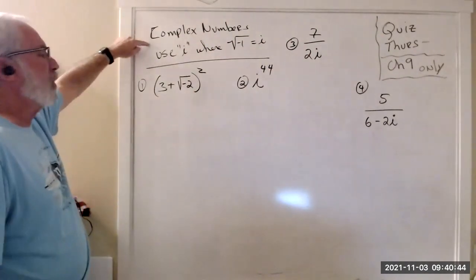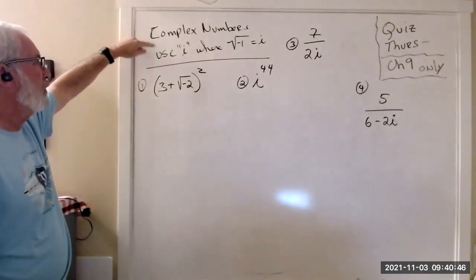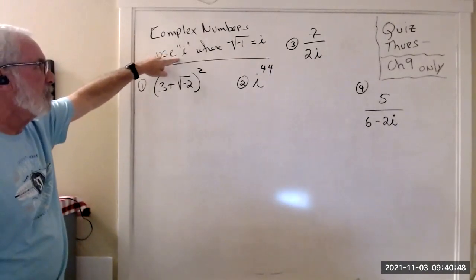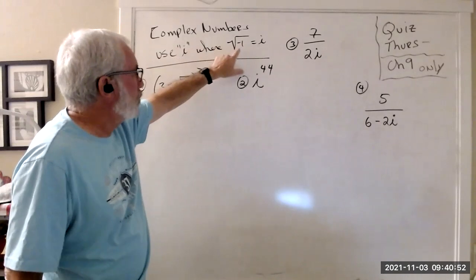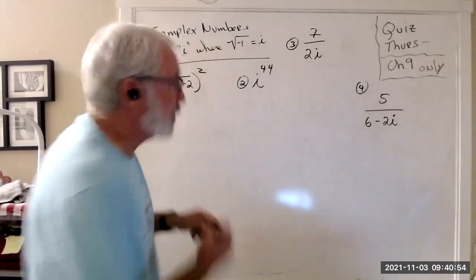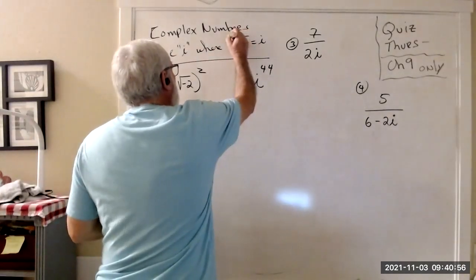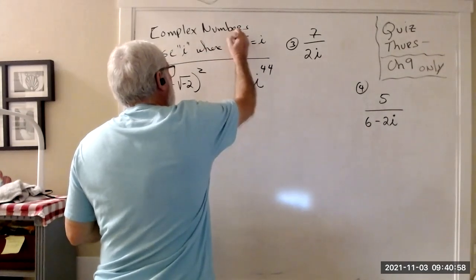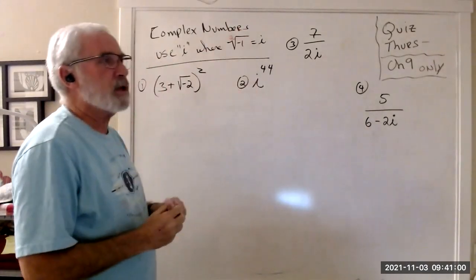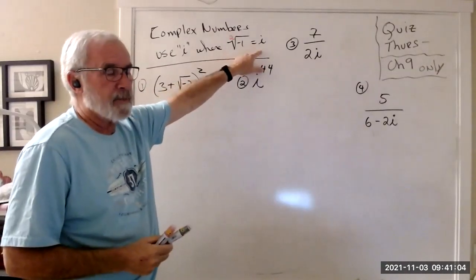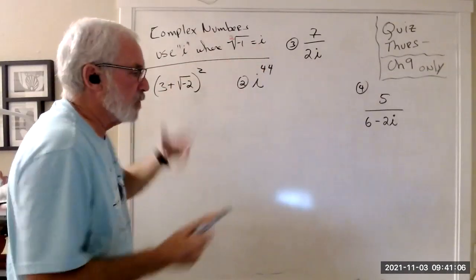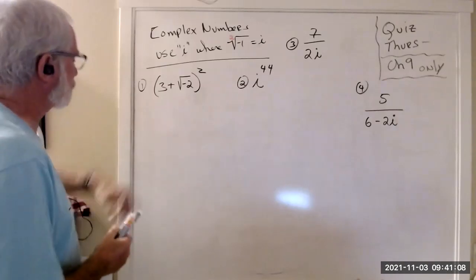Chapter 9 started with a study of complex numbers. Complex numbers use i, where i was defined as the square root. And remember, this is only the square root, not the cube root, not the fourth root. Only the square root of -1 is called i. Okay. And then we use that in all kinds of ways.